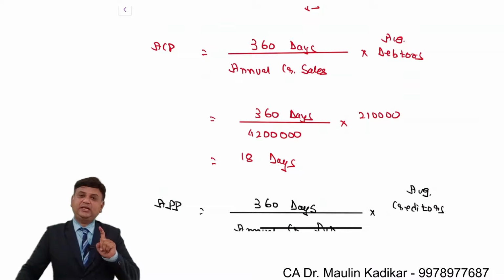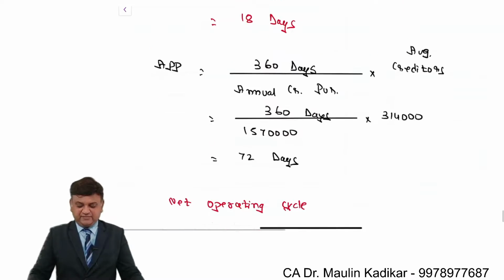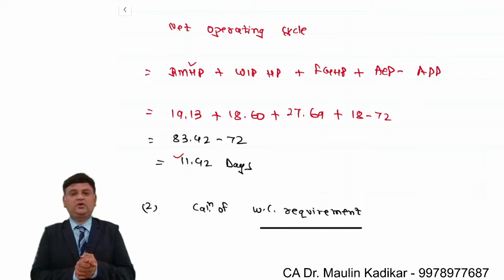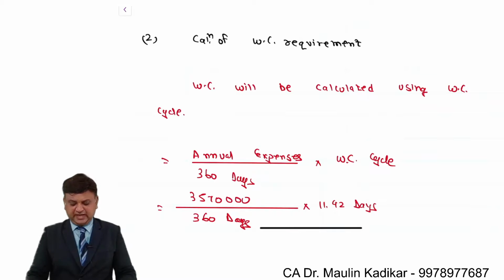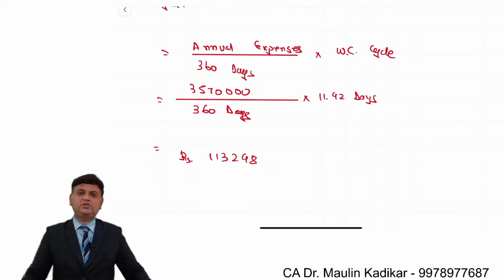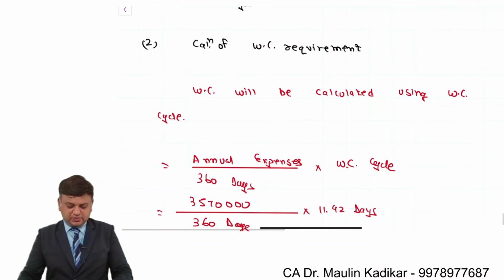Collection period: importantly, we understand that the data valuation given to us in the question is at sales value. Average payment period is based on the purchases, and based on that the net operating cycle or working capital cycle or cash cycle is calculated. In the second part of the question, calculation of the working capital requirement is very simple: annual expenses divided by number of days into working capital cycle. One important thing: I always suggest students to do the answer up to 2 decimal points. That is the way we are required to do the calculation of the answer. So this is what we understand over here.